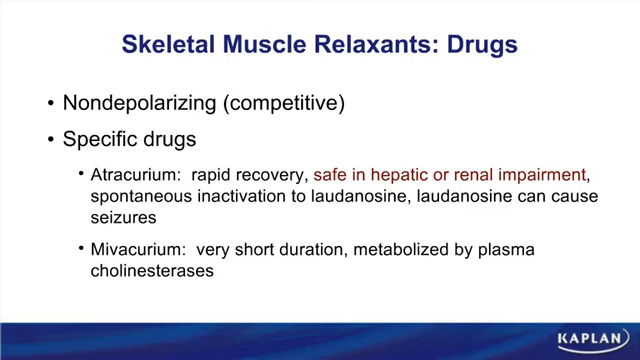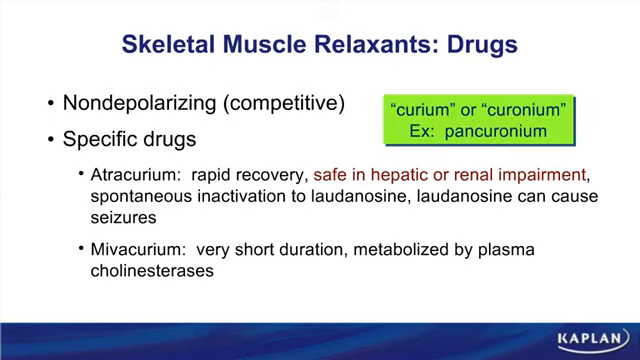The way to recognize commonly used non-depolarizing skeletal muscle relaxants is to look for two common endings, curium or curonium. Examples of curiums would be atracurium or mivacurium. Curoniums could be drugs like pancuronium, vecuronium, rocuronium. So if I see either of those two endings, I know that I'm looking at a non-depolarizing neuromuscular blocker.